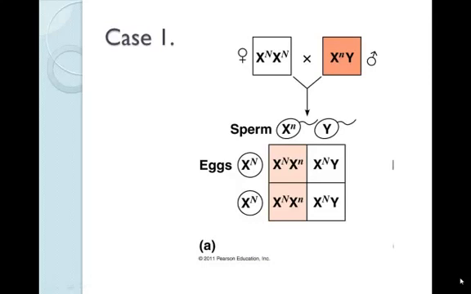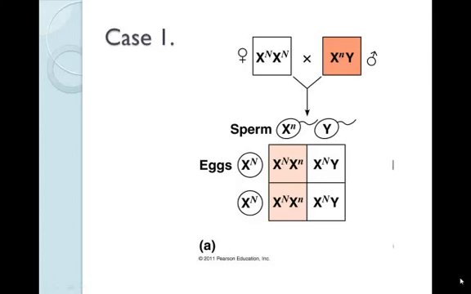The first case to consider is a normal female and a colorblind male. In this example, the capital N refers to normal vision and the lowercase n refers to red-green color blindness. If a woman is homozygous for normal color vision, all of her eggs will carry X chromosomes with normal color vision genes. A male with color blindness will produce gametes with X chromosomes carrying the color blindness gene and Y chromosomes which lack genes for color vision.